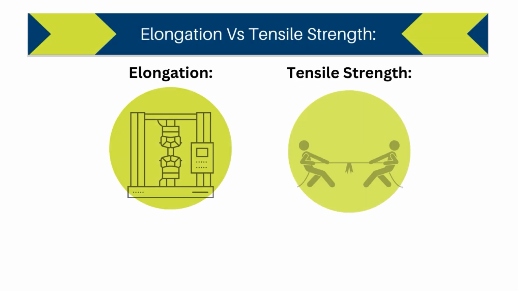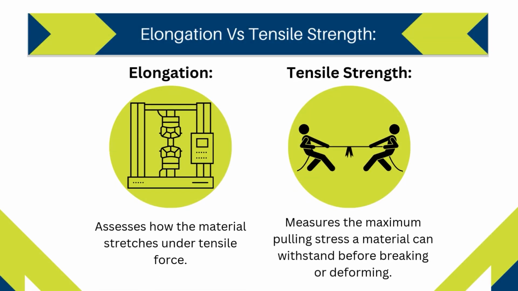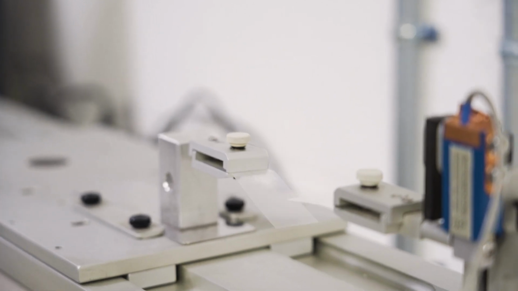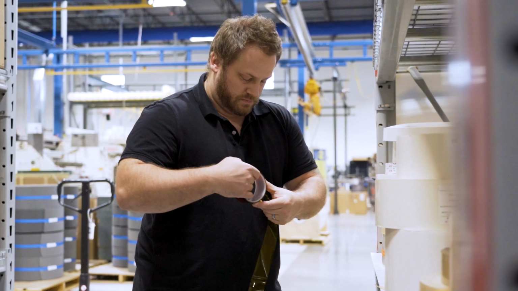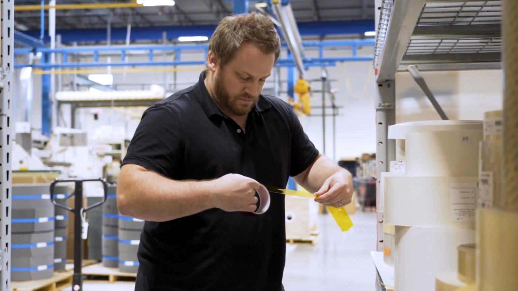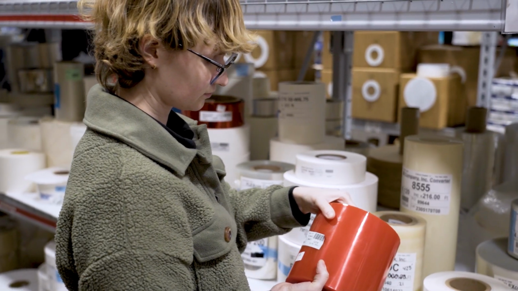While elongation measures how a material stretches under tensile forces, tensile strength measures the maximum amount of pulling stress that a material can absorb before breaking. When the stress exceeds the tensile strength, the material will fracture. But under low stresses, it will typically return to its normal shape. Testing tensile strength reveals the material's ductility and strength by measuring the amount of stress it can absorb before failure. This destructive test is generally measured in pounds per square inch, unlike elongation, which is expressed by a percentage.